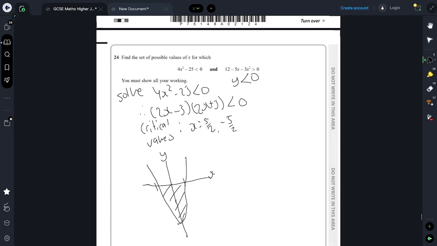This bit here, okay? So it's below 0 between the critical points, right? The intersection. Minus 5 over 2 and 5 over 2. That is where the curve goes underneath. That's the region we're interested in when it's less than 0.